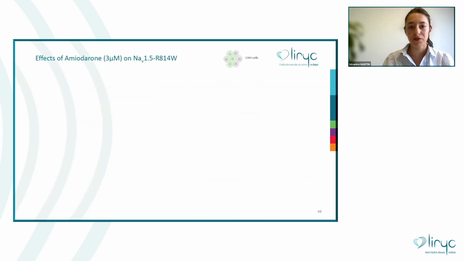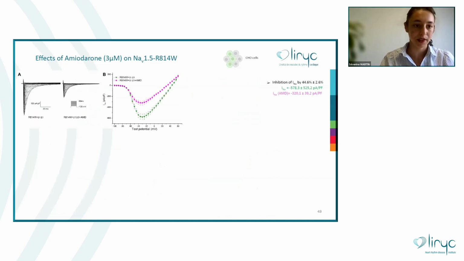Because of the effective treatment with amiodarone in the patient, the team focused on the effect of this drug on the variant channel. So they performed the same characterization by patch clamp. And as I said before, amiodarone is a sodium channel inhibitor. So when they applied amiodarone on CHO cells co-expressing the variant channel and the two subunits, they observed a decrease of the current density.